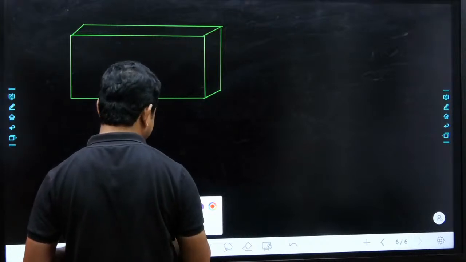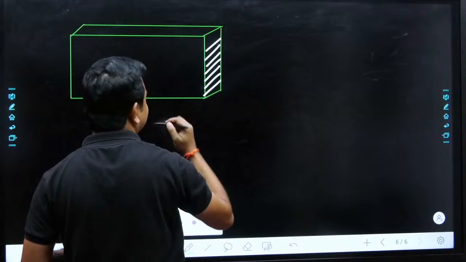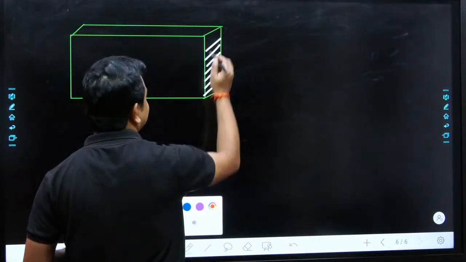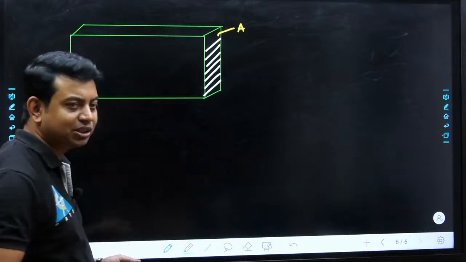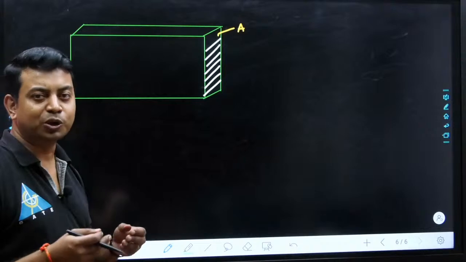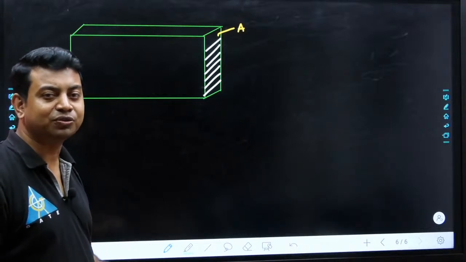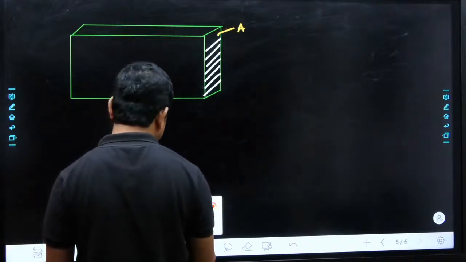Which one is the cross sectional area? Sir, this is the cross sectional area, and in current we are taking this cross sectional area. So, this area is always taken in the direction which is perpendicular to the direction of movement of charge carriers or perpendicular to the direction of current. This is the cross sectional area. So, here we are taking one by one.